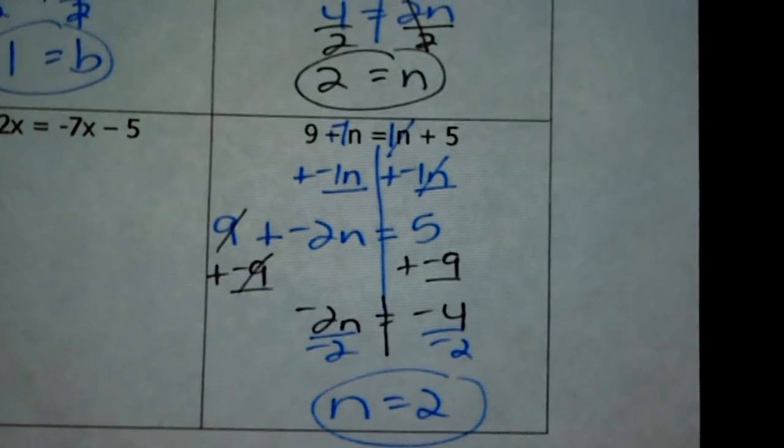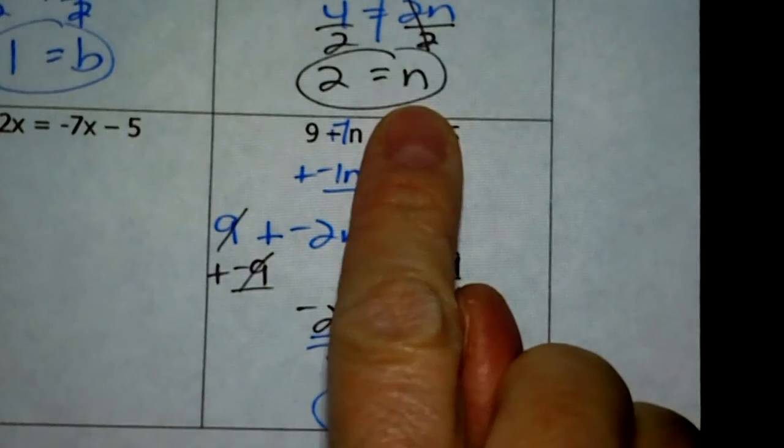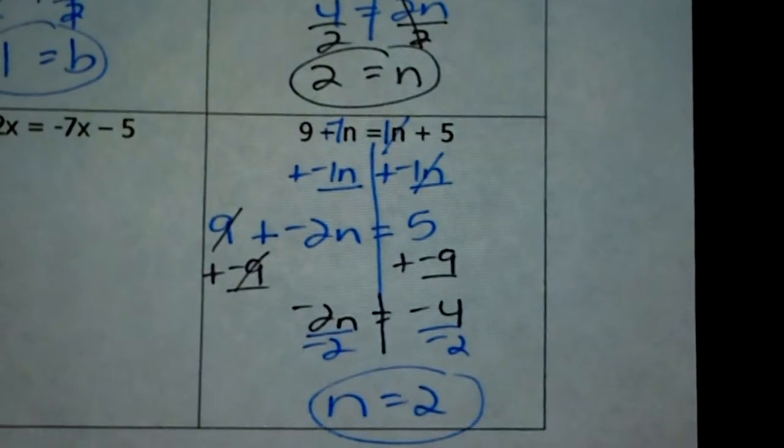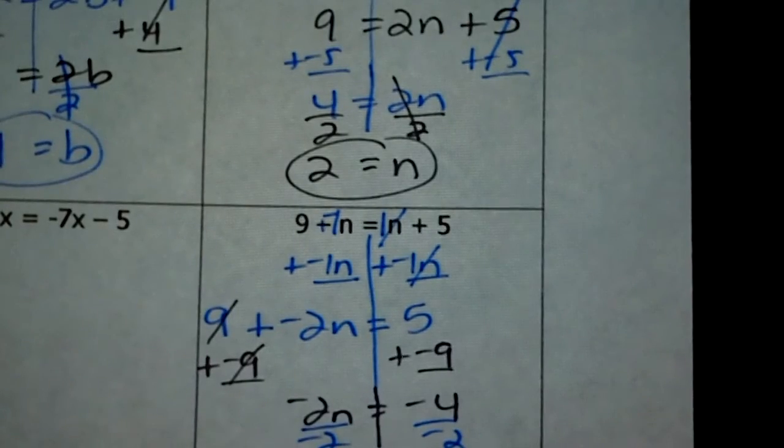Now if you look at the previous example, do you see how 2 equals n? And in this one, n equals 2. It doesn't matter which variable term you cancel out. You'll get the same solution at the end.